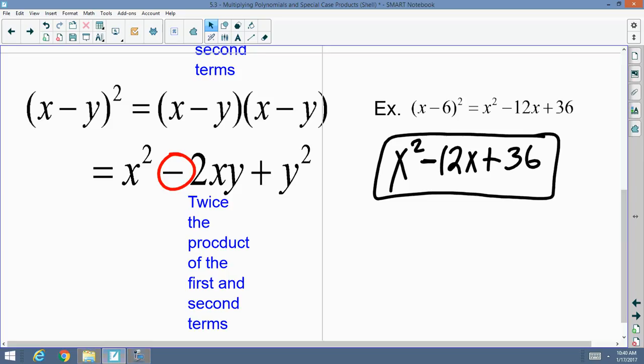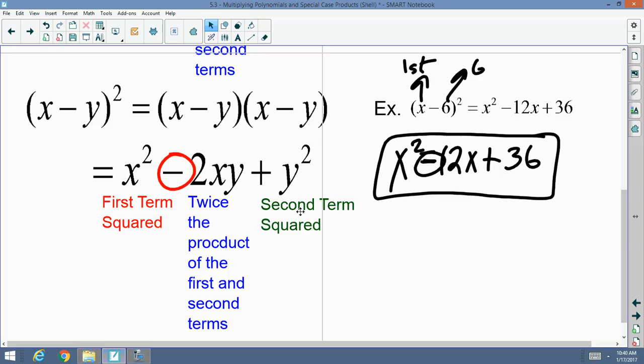To the first term and the second term. So in this particular case, my first term here is x. My second term is 6. Don't worry about the positive or the negative. All the positive or negative tells you is what sign to use here. So I have my first term squared, so x squared, minus 2 times the first times the second term. So what's 2 times x times 6? It's 12x. Plus my second term squared.